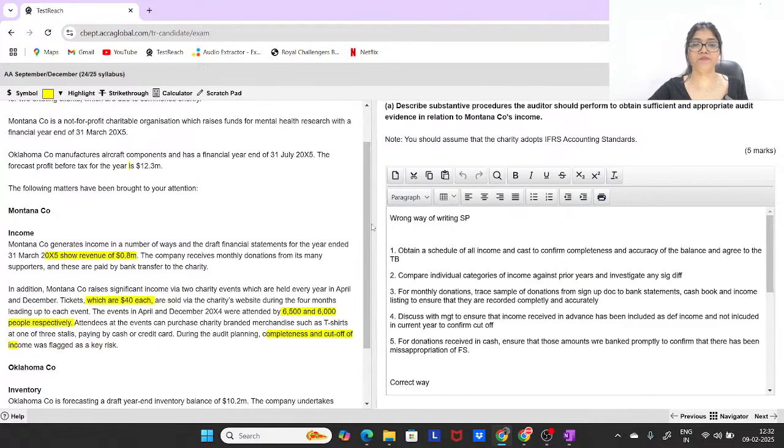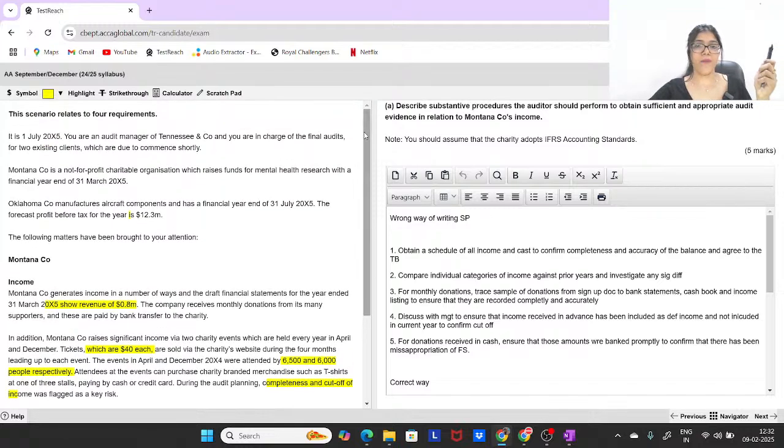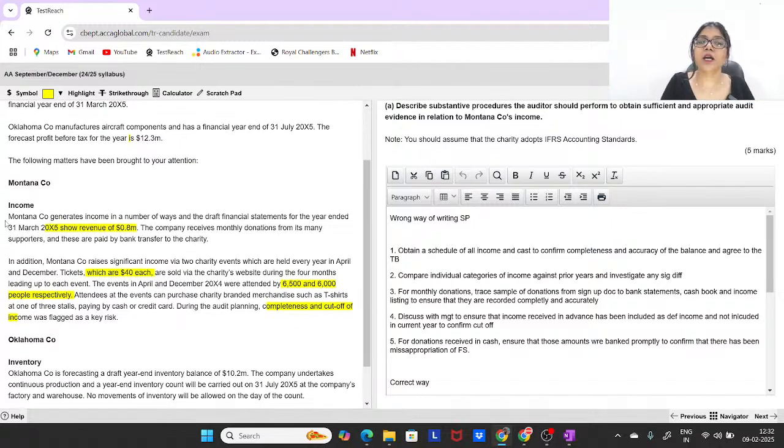So let's begin. First of all, whenever you have question number 3, it usually happens that you will be getting at least 2 to 3 substantive procedure questions, and they will be giving you a bifurcation also. For example, you have your 3 substantive procedure questions, and the first one is asking you for the income, and there is a separate heading for the income portion only.